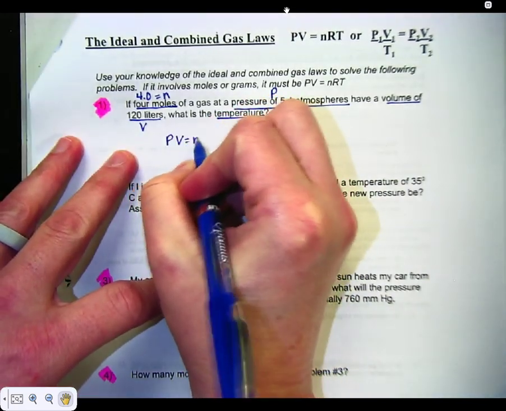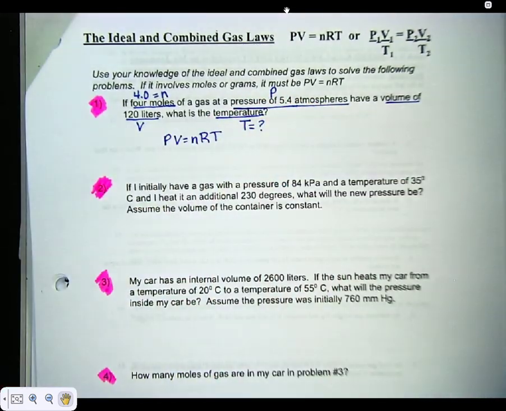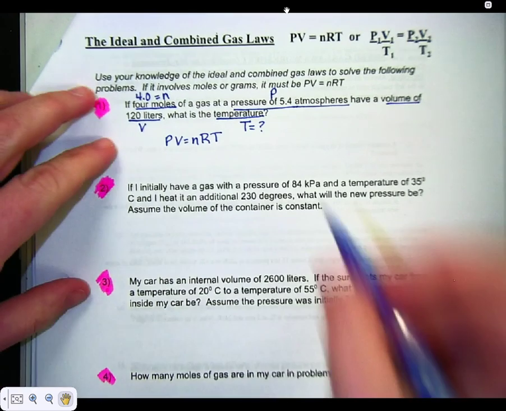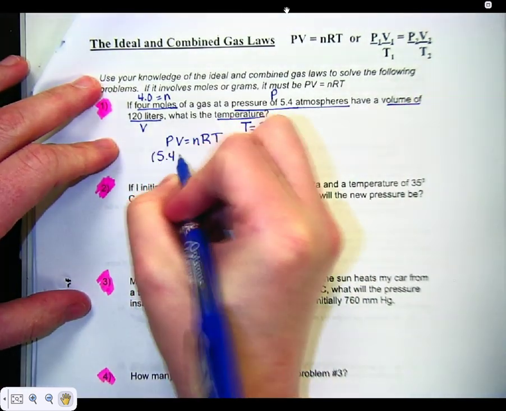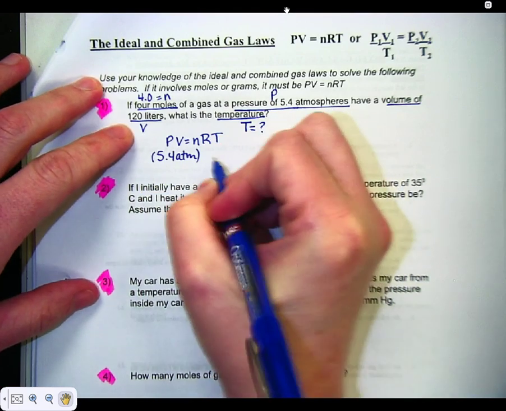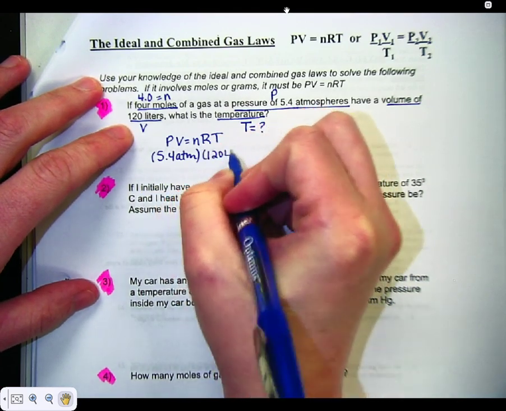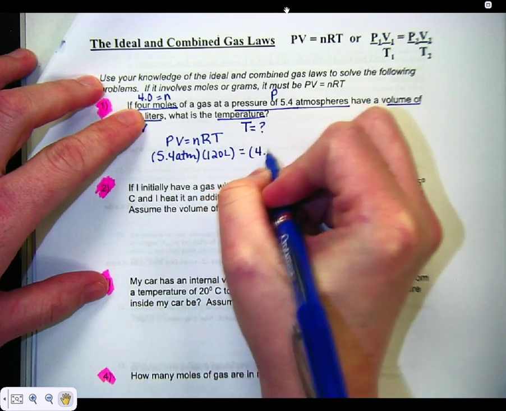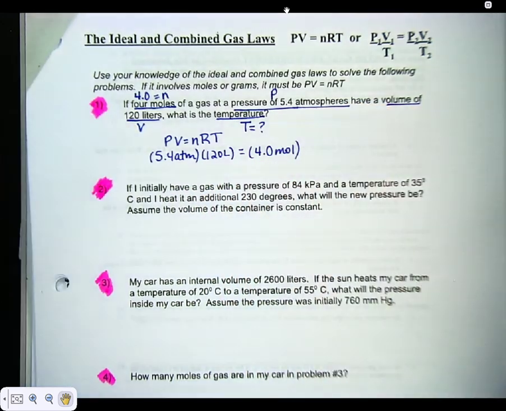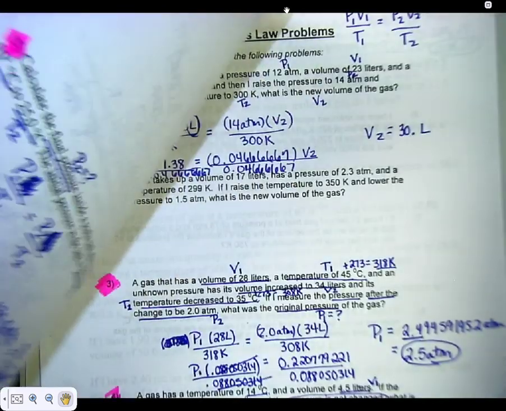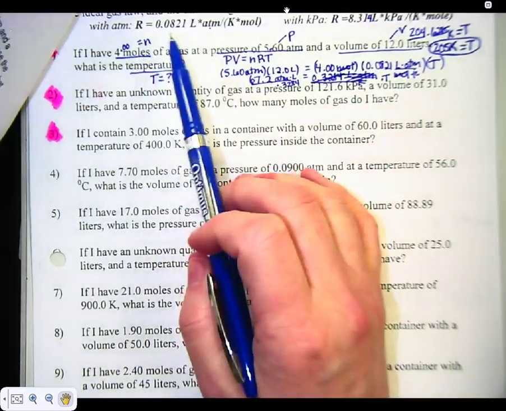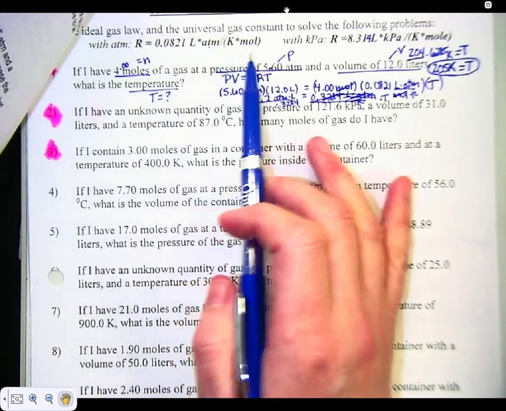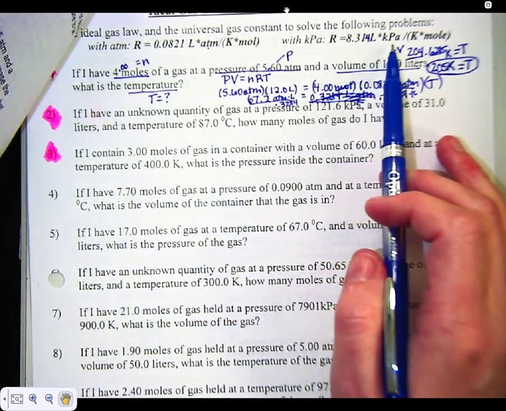PV equals nRT. And again, notice what we do every time we have a problem: we identify what we're given, what variables those are, we identify what we're being asked for, and then we determine the correct equation to use and we substitute the numbers into the equation. So our pressure, 5.4 atmospheres. Our volume, 120 liters. Our n, 4.0 moles. Okay, our R. Remember, we have 2 R's, and we'll go back here and look at those again. One R is 0.0821 liter atmosphere per mole Kelvin. The other one is 8.314 liter kilopascal per mole Kelvin.